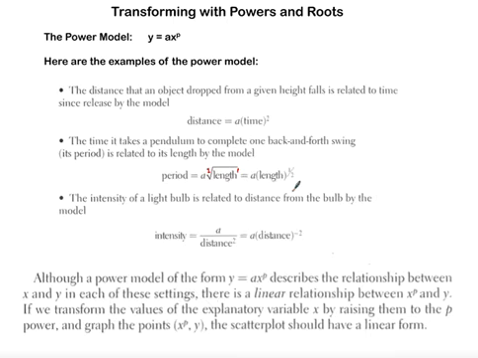Although a power model of the form y equals a times x to the p describes the relationship between x and y in each of these settings, there is a linear relationship between x to the p and y. If we transform the values of the explanatory variable x by raising them to the p power, and graph the points (x to the p, y), the scatter plot should have a linear form. So by rewriting these as power models, we have created a linear form when we graph points based on these situations.